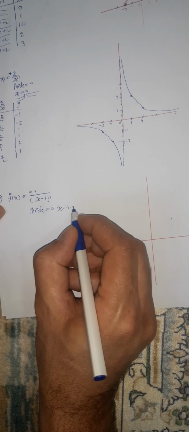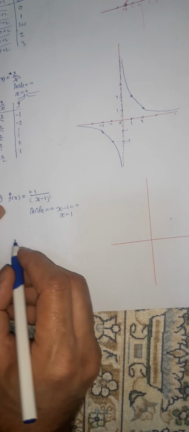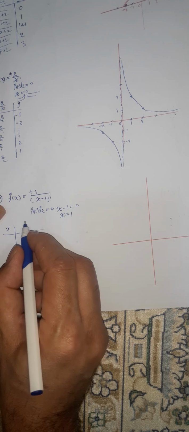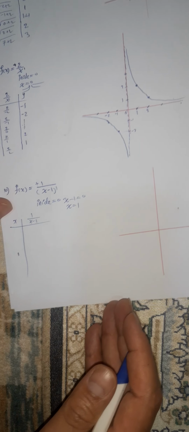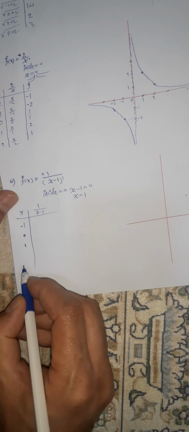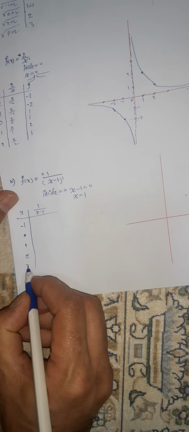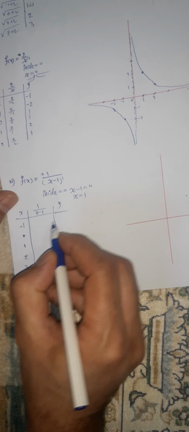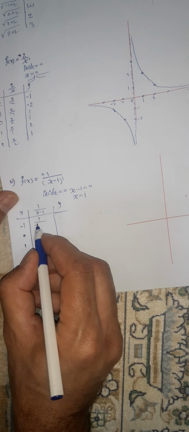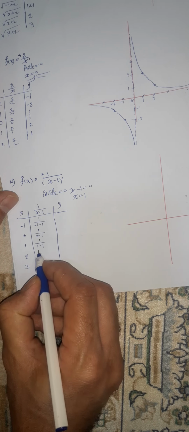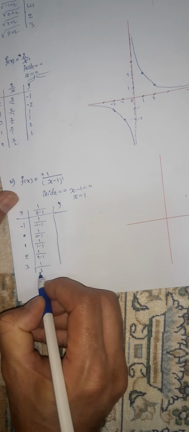So first, set the inside equal to 0. It means x minus 1 equal to 0, then x equal to 1. So x and 1 over (x minus 1). Smaller than 1: 0 and minus 1. Bigger than 1: 2 and 3. So put in the function to find y: 1 over (minus 1 minus 1), 1 over (0 minus 1), 1 over (1 minus 1), 1 over (2 minus 1), 1 over (3 minus 1).